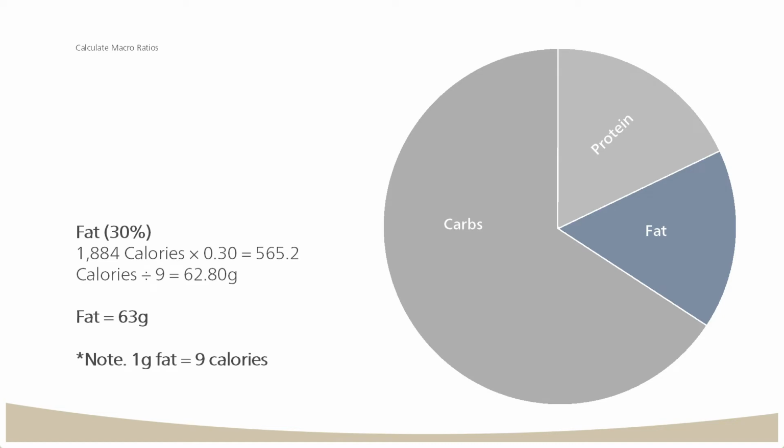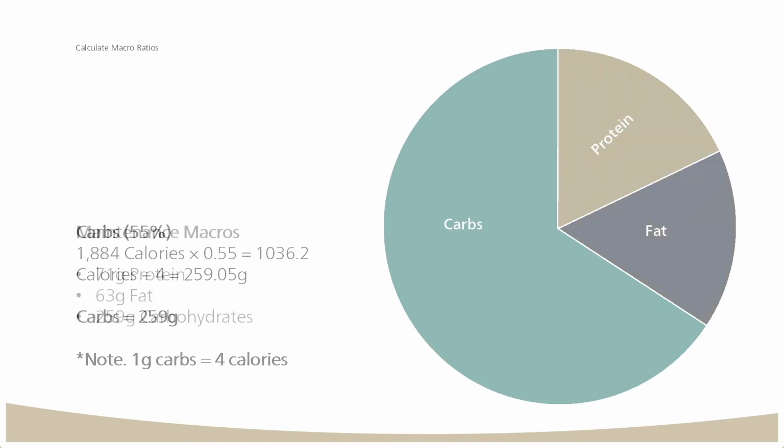1,884 calories multiplied by 0.30 is equal to 565.2 calories, divided by 9 is equal to 62.8 grams. Fat is rounded off to 63 grams. Carbs, 55%. 1,884 calories multiplied by 0.55 is equal to 1,036.2 calories, divided by 4 is equal to 259.05 grams. Carbs are equal to 259 grams.